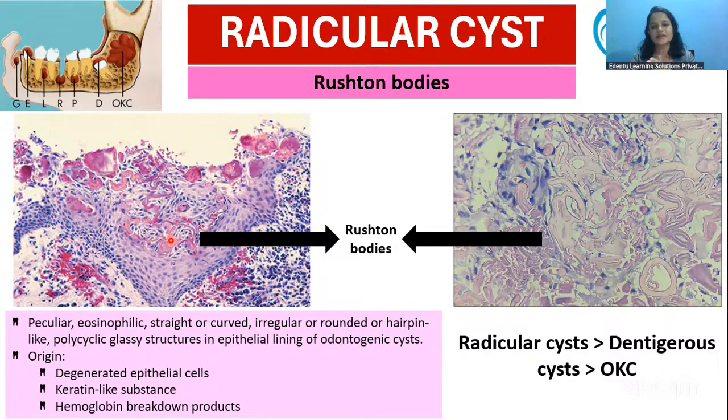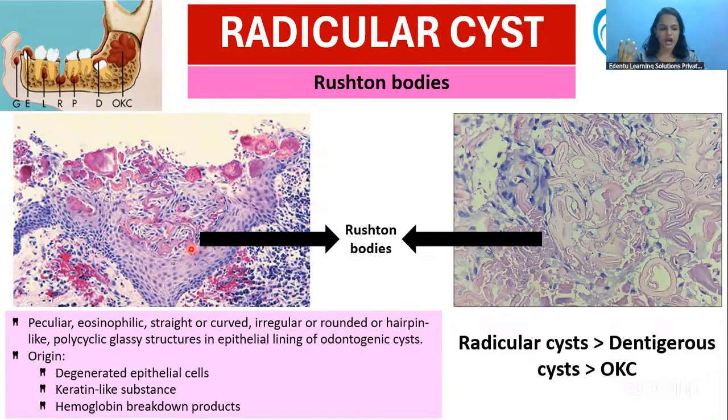Okay, there is something called Russell bodies also. The Russell bodies are usually seen in the connective tissue, whereas Rushton bodies are usually seen in the epithelium alone. So what are these Rushton bodies? There was confusion regarding what they are. There are many schools of thought.